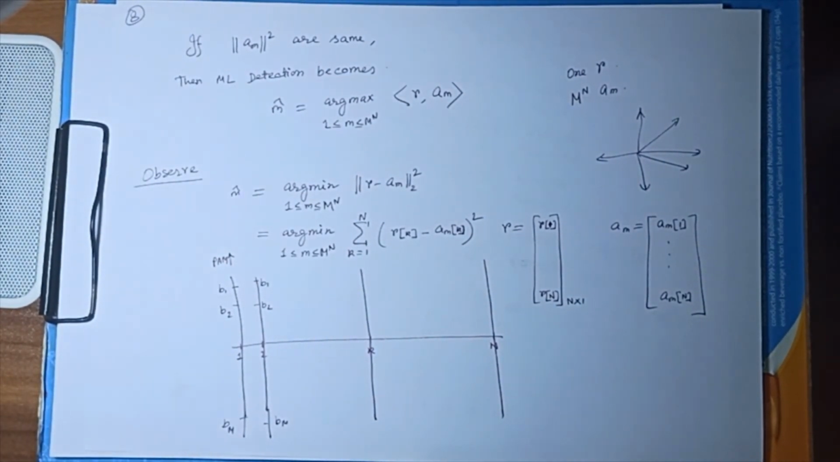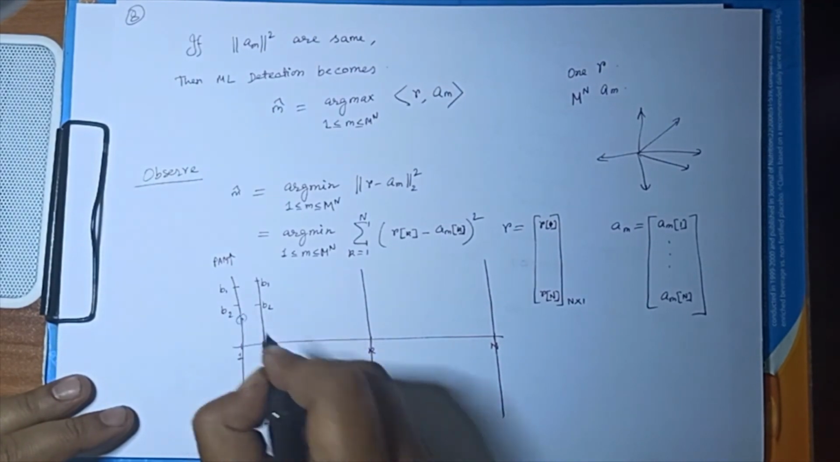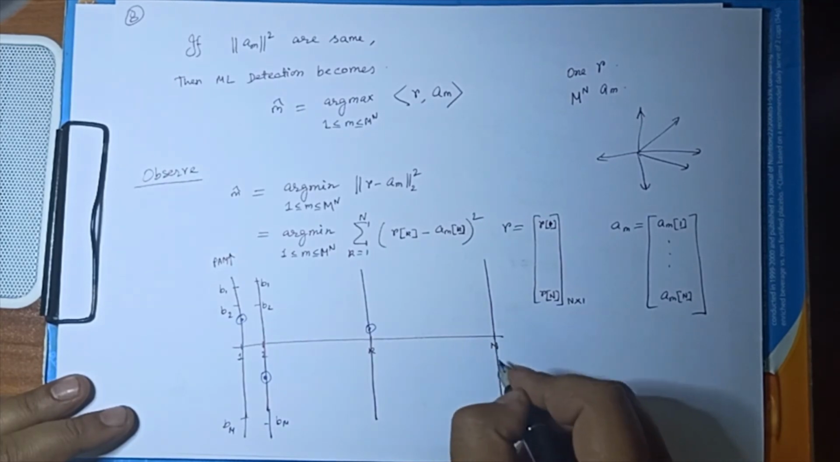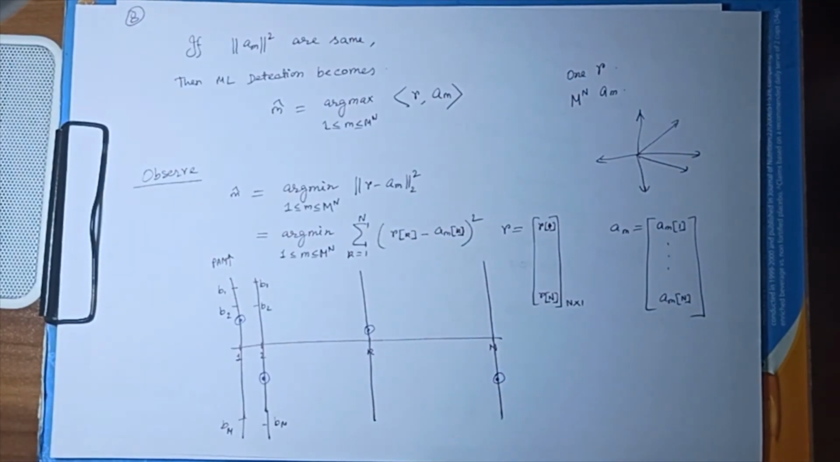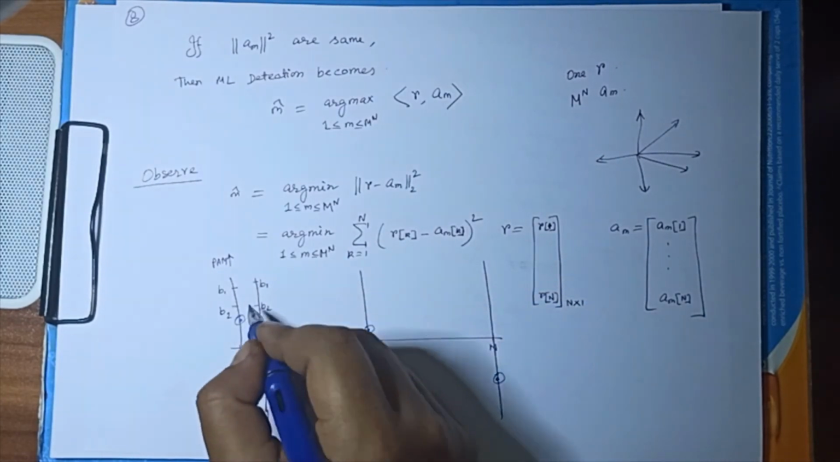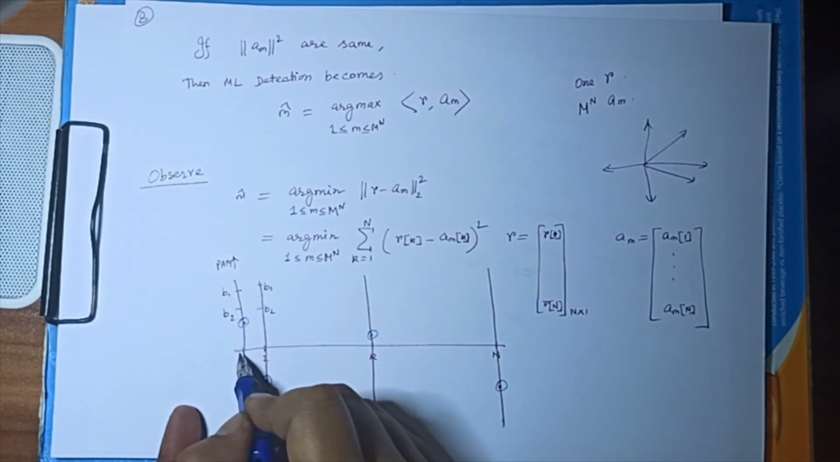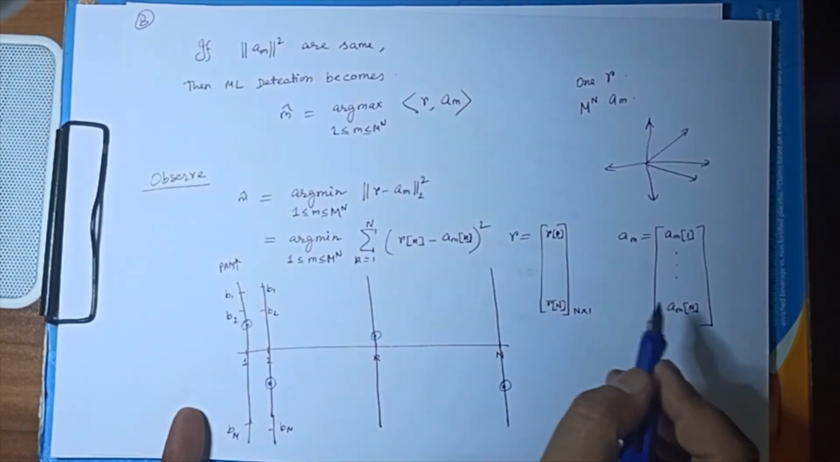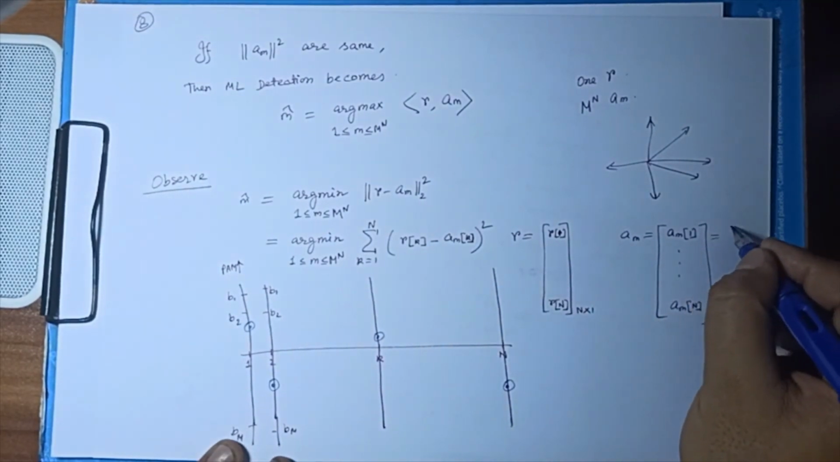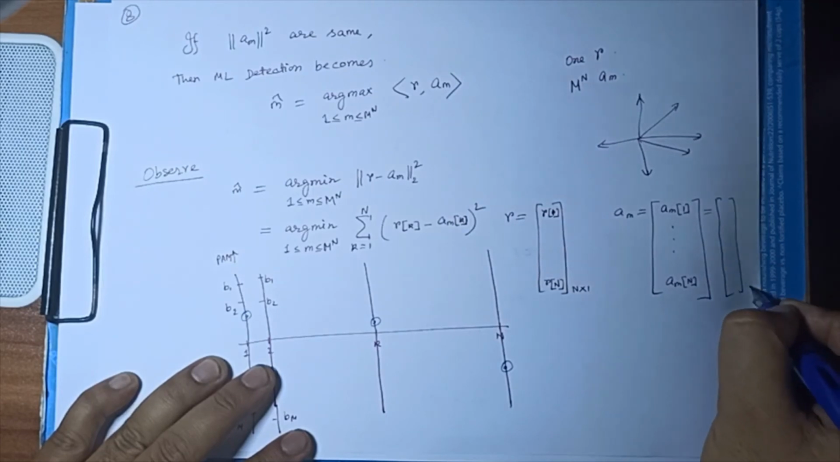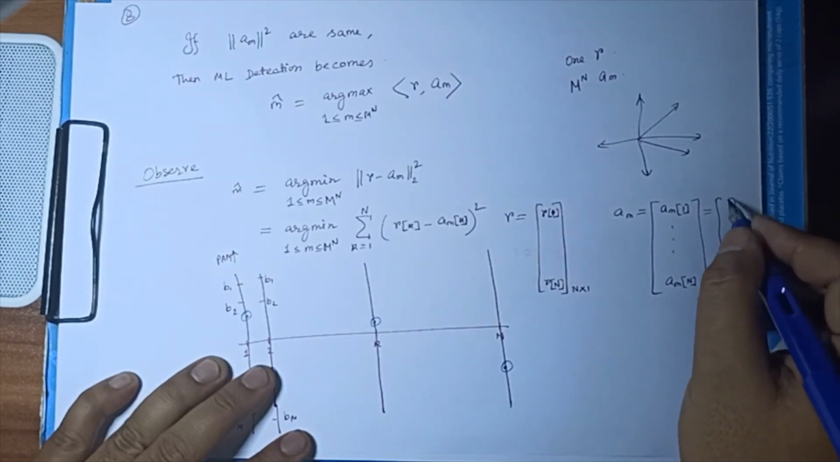It can assume values like, say, here, something like this. So what I'm saying is that for every k, find out the corresponding b which is closest, and that will be the corresponding vector value. So this is basically a vector of b's, n cross 1. These are the different b values.